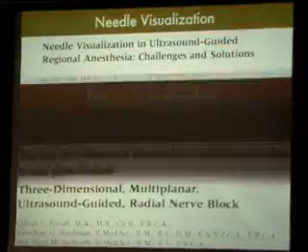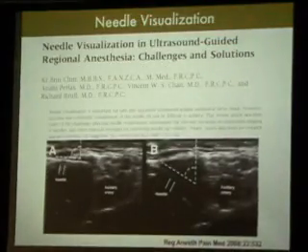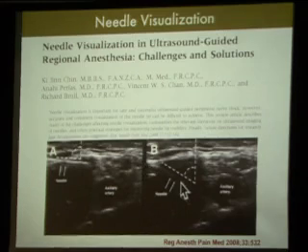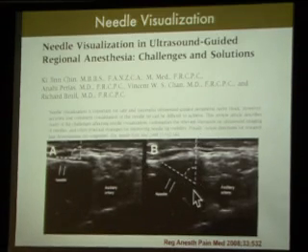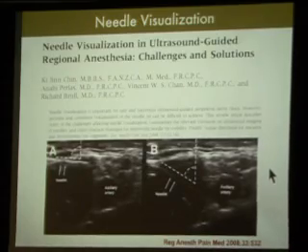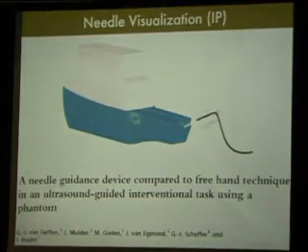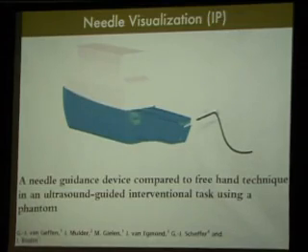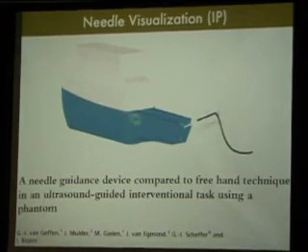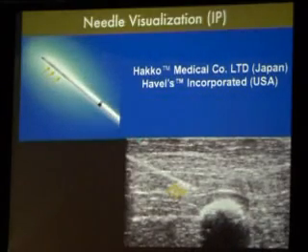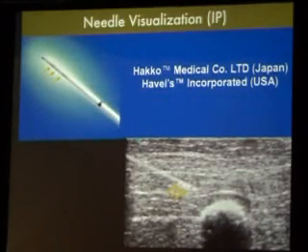Needle visualization is challenging because when the needle is at a steep angle, the beam hits the needle, and the signal goes away from the transducer. It doesn't come back. So now we have these needle guides, mainly for in-plane technique. It's good. But also there are echogenic needles.